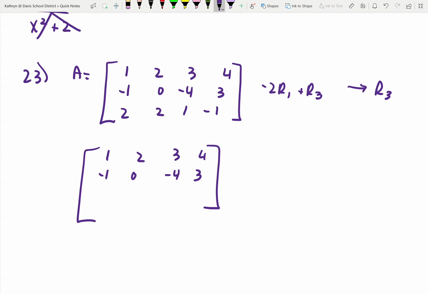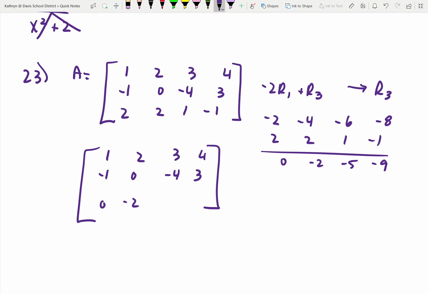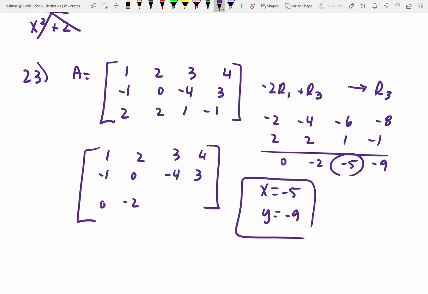Let's see if that works. So that would be -2, -4, -6, -8. Put row 3 underneath it, and I get 0, -2, -5, -9. Well, look what they have. They have 0, -2. So I got it my first try. This third number is the x, which is here, so I know that x equals -5. This guy right here is my y. That's my last number, and that's a -9.